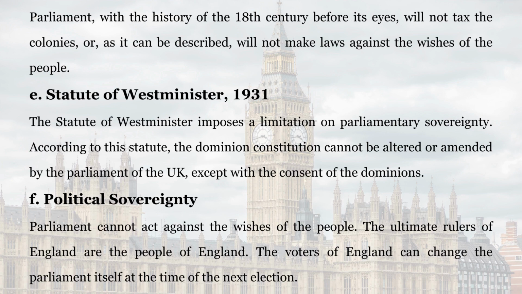Political sovereignty. Parliament cannot act against the wishes of the people. The ultimate rulers of England are the people of England. The voters of England can change the Parliament itself at the time of the next election.